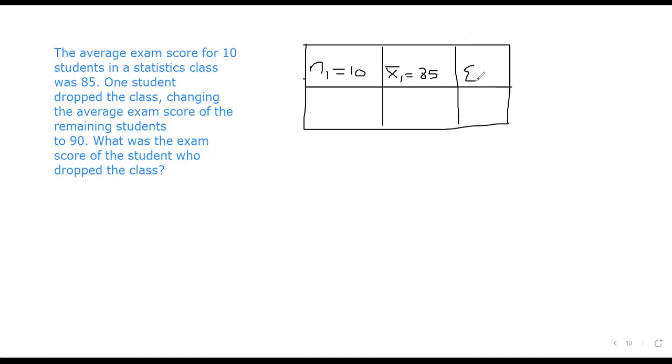Now we can calculate the summation of x. And for sample 2, they were how many? 9. The mean was now what? 90. All right, we can calculate the summation of x for the second one. So far, the way I've tabulated the information, are we together so far? Yes, we are.